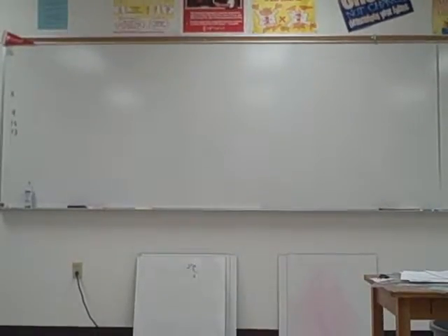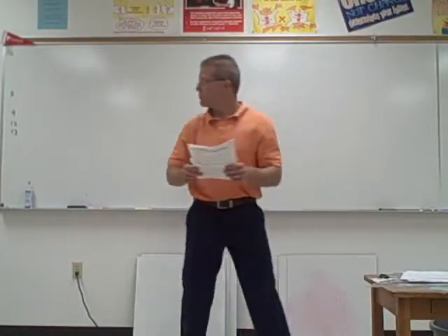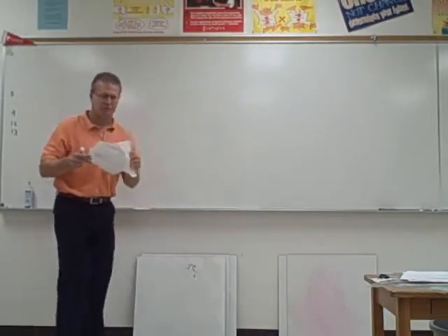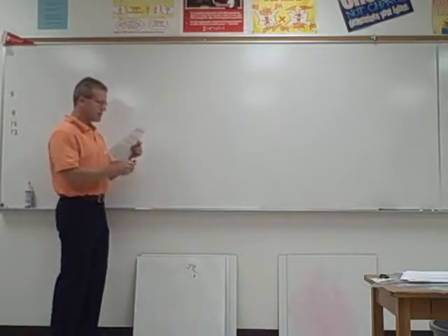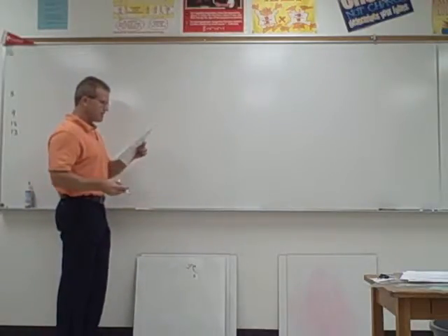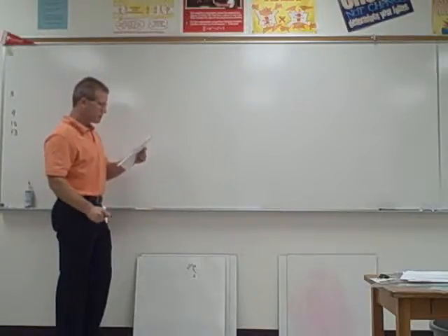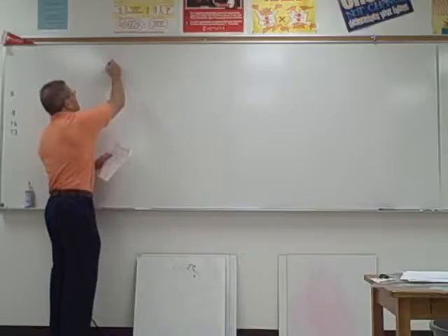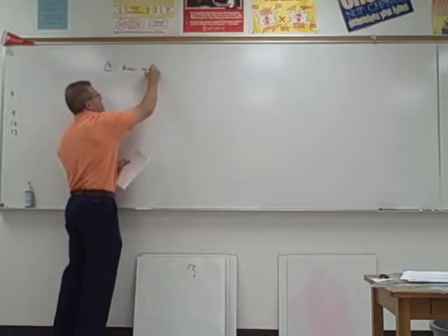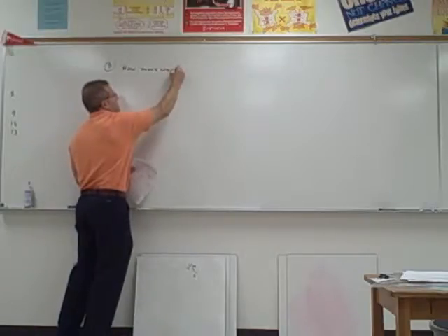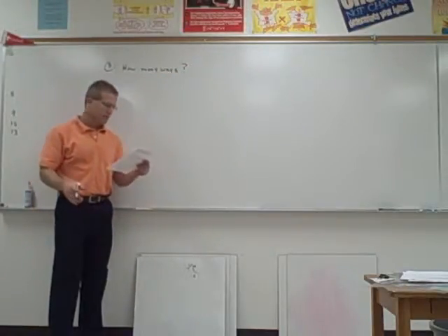All right, this is the Chapter 4 test review packet, and I'm going to start with number 5. Number 5 says, how many ways can 3 singers and 9 dancers be chosen from 10 singers and 12 dancers? So notice the first part, how many ways? We're not looking for a probability, we're looking for how many ways something can be done.